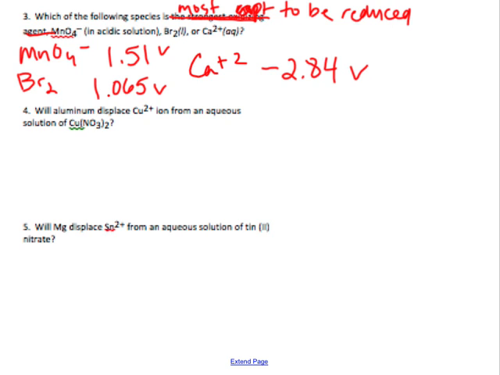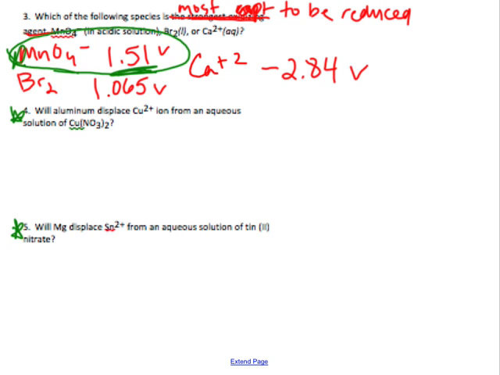All right, so which of the following is most apt to be reduced? Which is your strongest oxidizing agent? Most apt to be reduced. Which one? Yep, the permanganate, because it has the largest reduction potential. That's it. This is where we actually get into the whole concept of spontaneity, or thermodynamically favored.